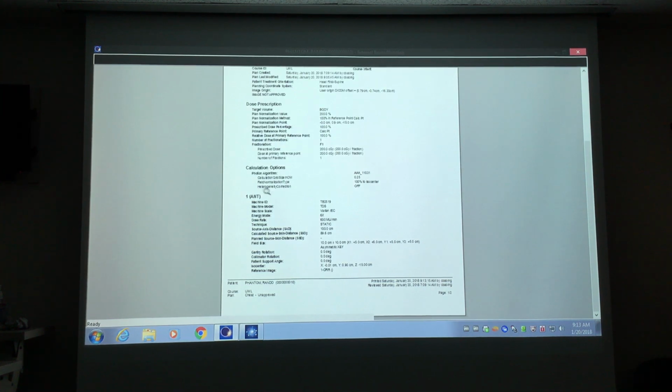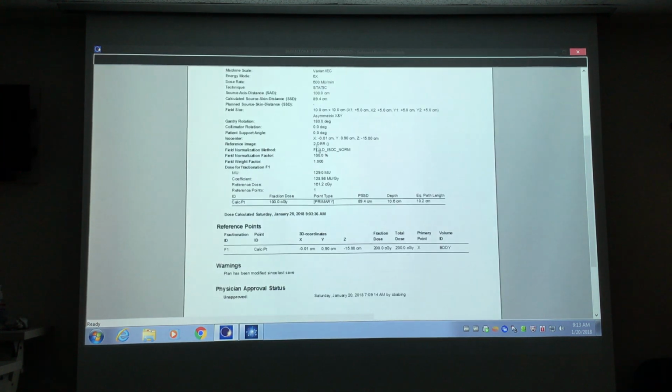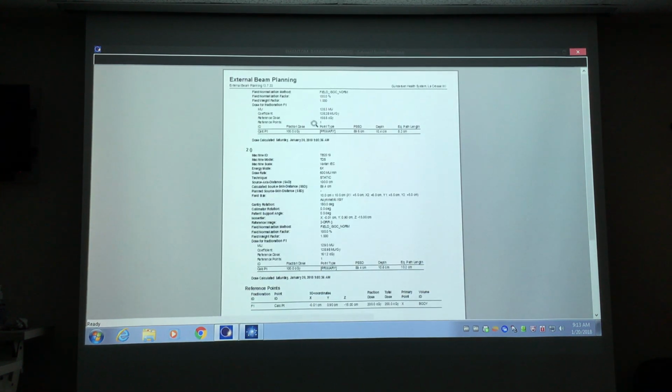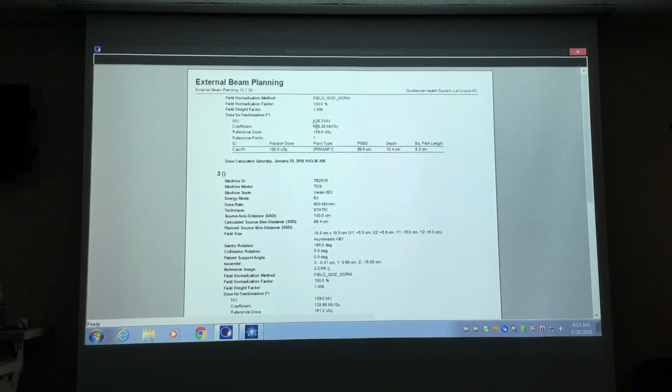field 1 is the anterior 6x 10 by 10. You can see the treatment planning system says 128.3 monitor units. My calc point fractional dose, since I'm equally weighted, is 100 centigray. The point SSD is 89.6 and the depth is 10.4.